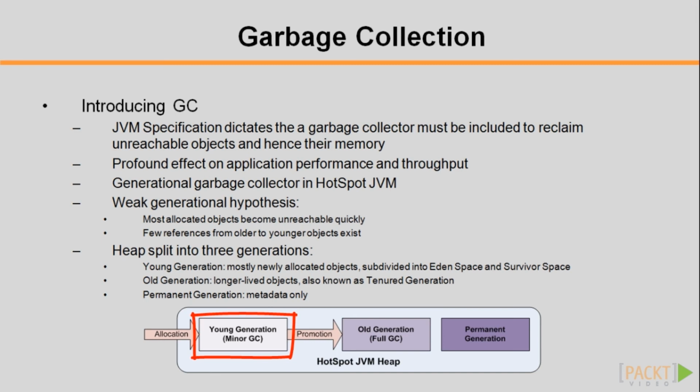GC on young generation is called minor GC. The survived objects will be promoted to the second generation, known as old generation. It holds longer-lived objects, also known as tenured generation. GC on old generation is called full GC. The third one is permanent generation, which basically holds metadata only.